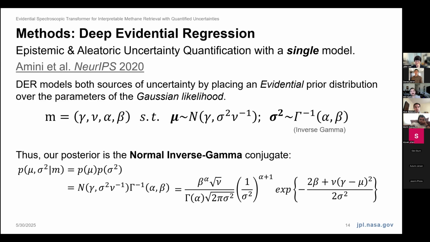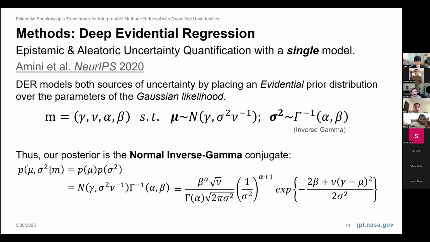So there are some drawbacks with ensemble methods. You have to train a lot of models, so that can slow you down at training time, and of course it can slow you down at inference time. So we're aiming to capture both sources of uncertainty. We want really robust epistemic and aleatoric, and try and do it with a single model. This paper by Amini et al. called Deep Evidential Regression proposes a way to do just that.